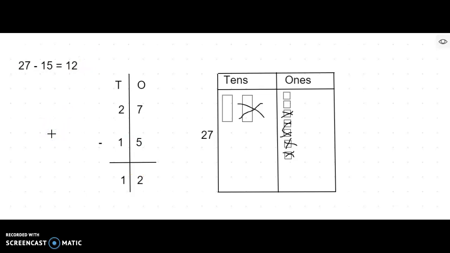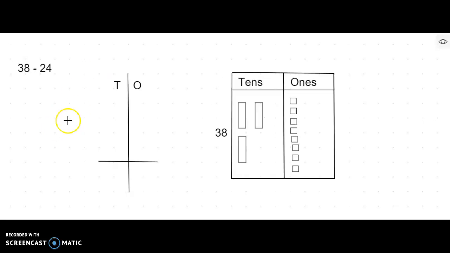You guys did really well with that. Let's look at our second problem of the day. It's 38 take away 24. And I remember what you told me last time about how when I'm setting a problem up vertically, I need to put the larger number, the whole, on top. And 38 is my whole because it's bigger than 24. So 38 take away 24. Okay.